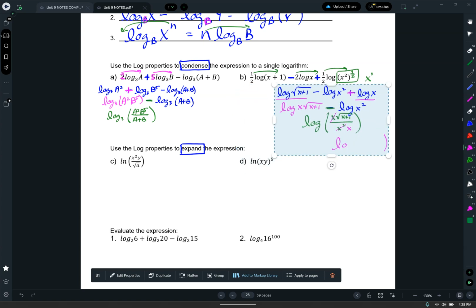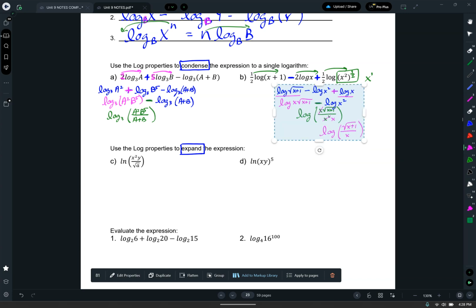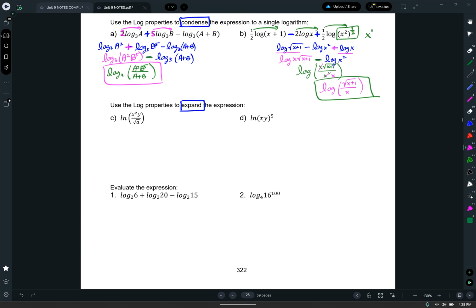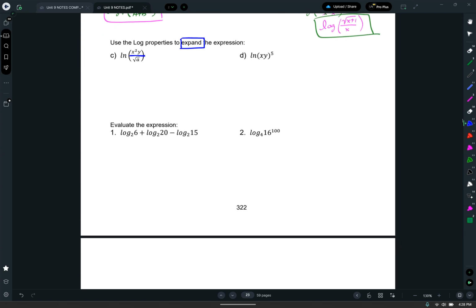Okay, so that's when we are condensing, right? We're trying to simplify it down to a single logarithm. Okay, now let's go the other direction. Notice on letter C, it's a single logarithm. I want to stretch it out into as many logarithms as I can. Well, I'm going to start with the fraction part, right? The fact that it's a fraction means I can turn it into subtraction.